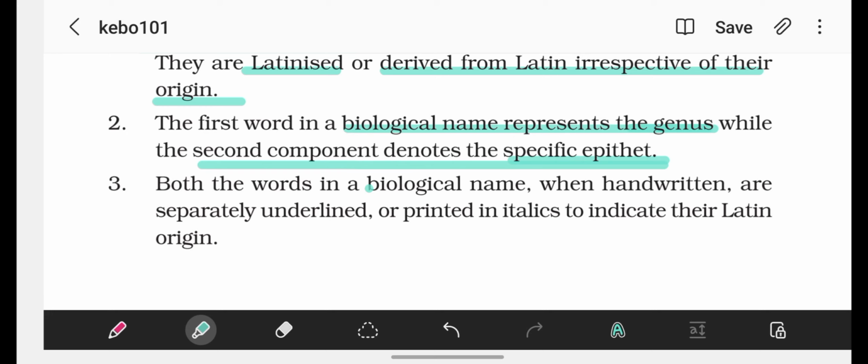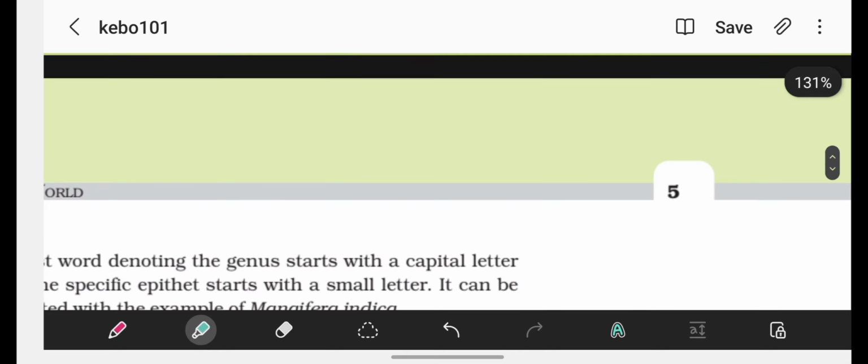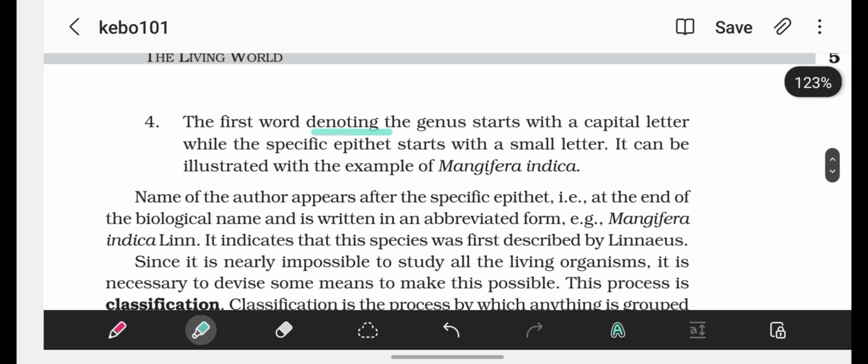Both the words in biological name when handwritten are separately underlined or printed in italics to indicate their Latin origin. Latin origin इंडिकेट करने के लिए जब हम उसे लिखेंगे तो उसे अंडरलाइन करेंगे सेपरेटली, और जब प्रिंट करेंगे तो उसे इटैलिक्स में प्रिंट करेंगे. The first word denoting the genus starts with capital letter, while the specific epithet starts with small letter. Illustrated with example of Mangifera indica.